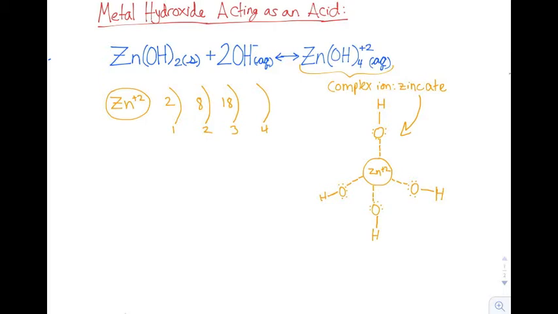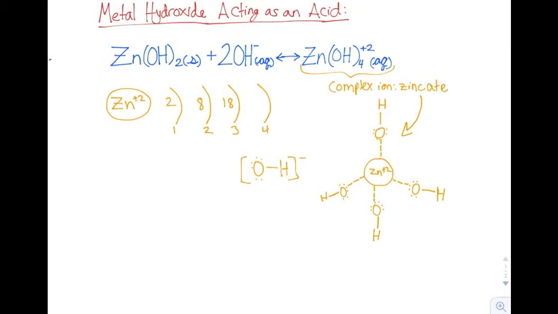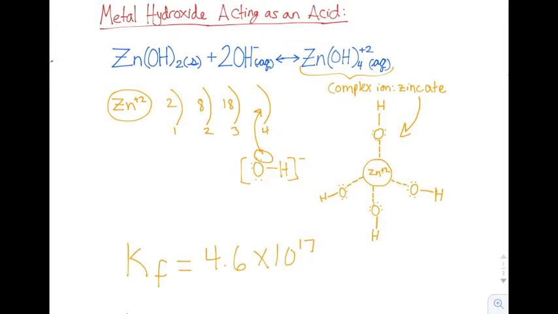Since the other reactant in this reaction is sodium hydroxide, aka hydroxide, which has 3 lone pairs, it acts as the Lewis base and donates electrons to zinc hydroxide, forming covalent bonds. When 4 hydroxide molecules, which is the maximum number of hydroxide molecules that can fit around the zinc 2 ion, bond, you get zincate. We know that zincate is soluble because it has a Kf value of 4.6 times 10 to the 17th, which is very large.